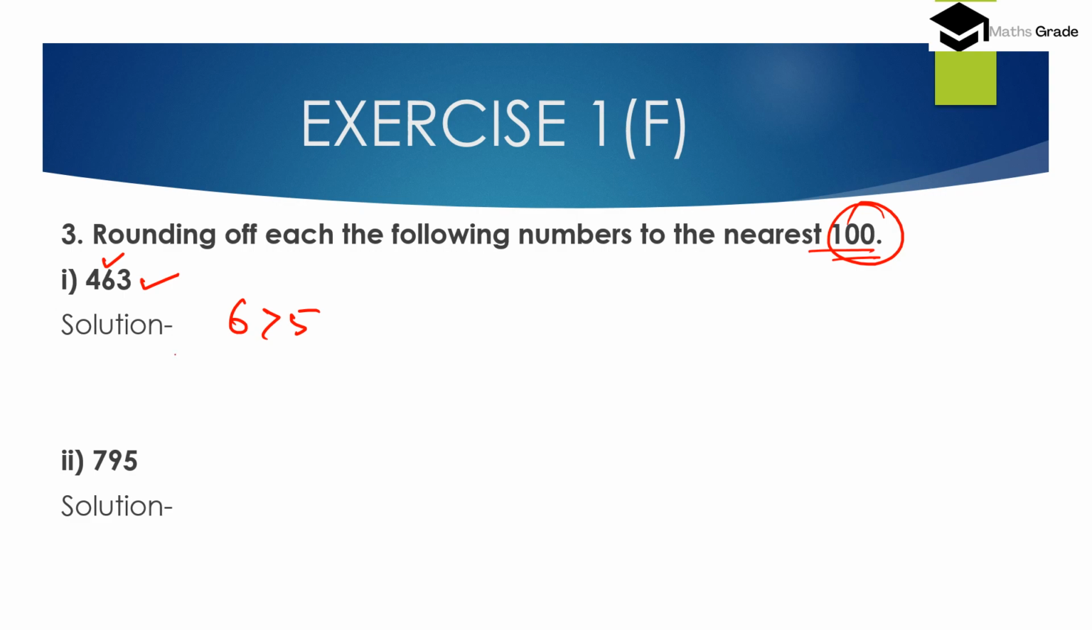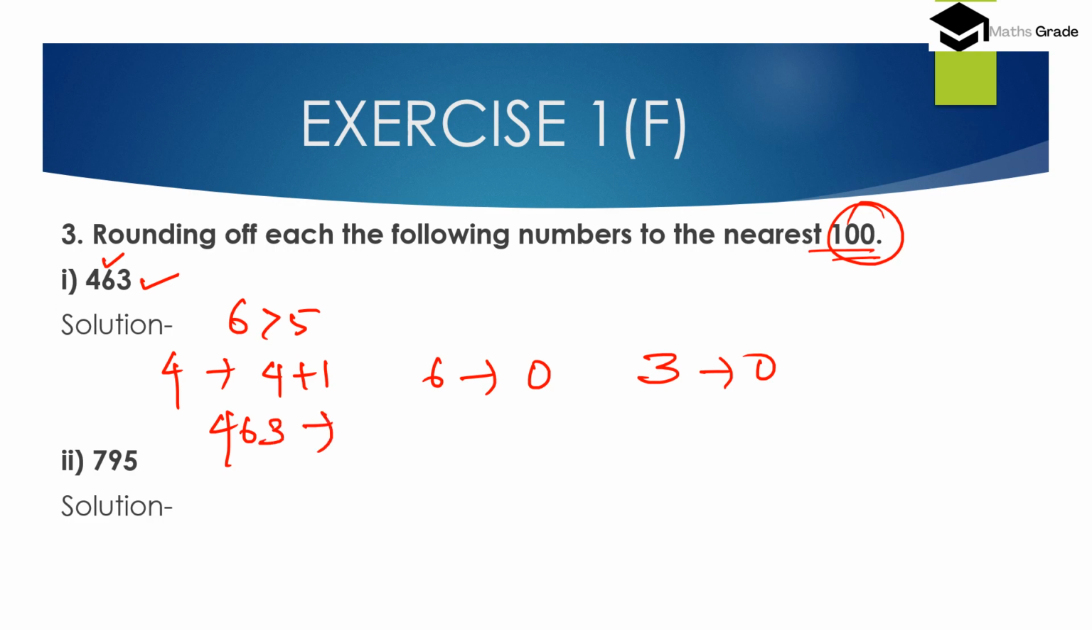Here the hundreds place digit is 4. 4 changes to 4 plus 1. And this tens place digit 6 changes to 0. And the units place digit 3 changes to 0. So 463 rounded to the nearest 100 will be: this 4 changes to 4 plus 1, that is 5, and this 6 changes to 0, and this 3 changes to 0. Now 463 rounded to the nearest 100 will be 500.